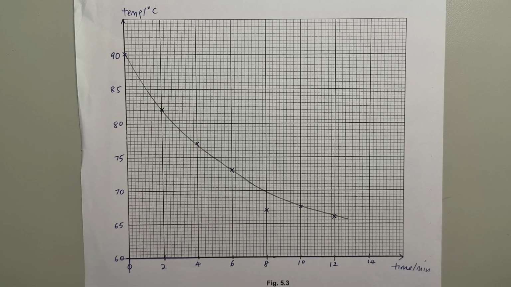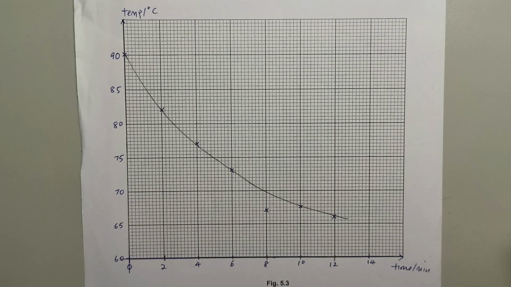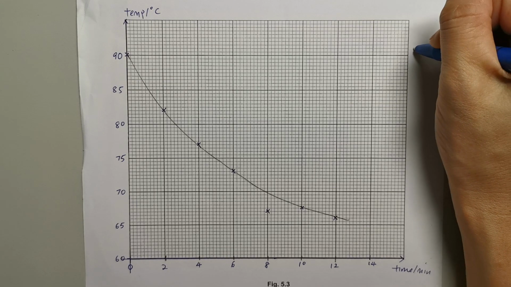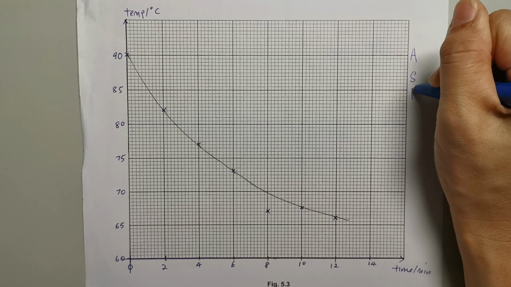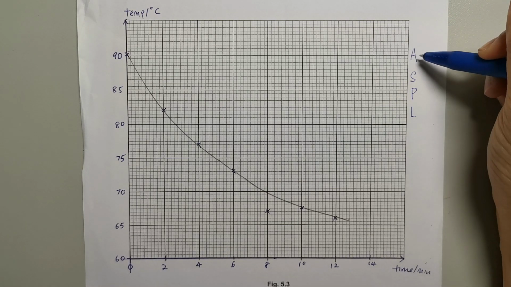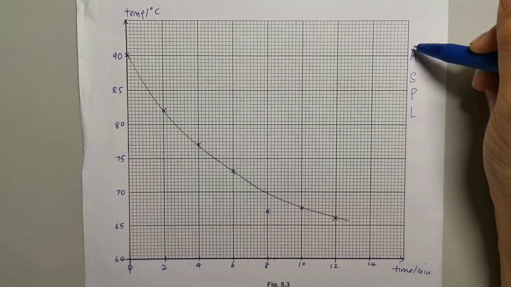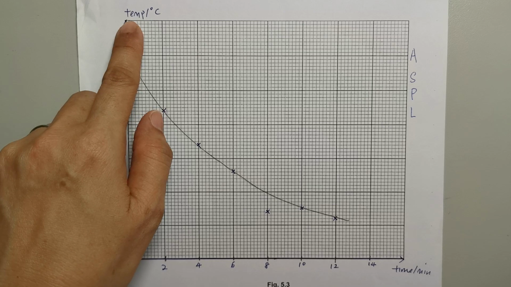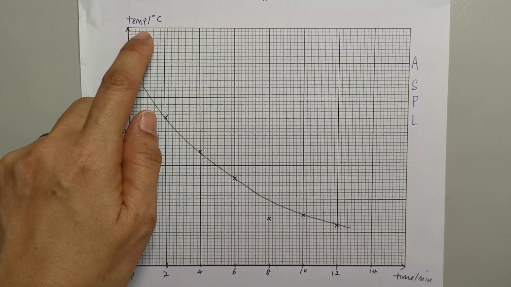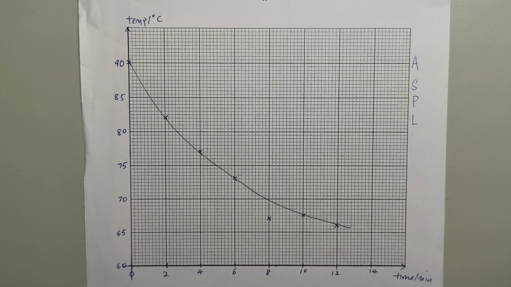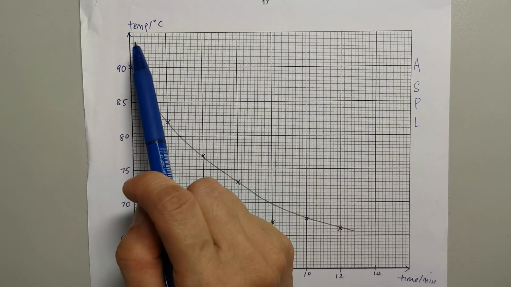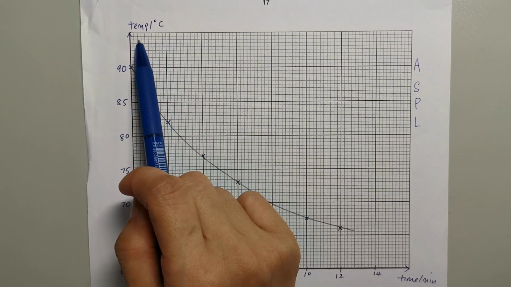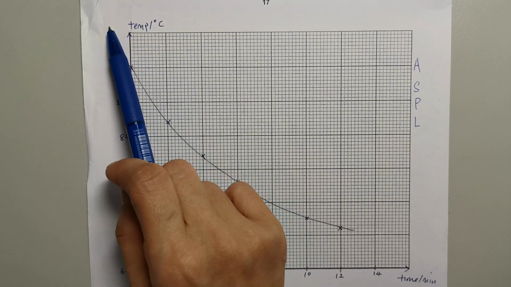This is how the graph should look like, and when we mark based on ASPL. Now, to obtain one mark for axis, first of all, you must know that the vertical axis is temperature. Do not use your own symbol of T, whether it's capital or small letter. Please follow what the question has given. If they did not use a symbol, you do not use it as well.